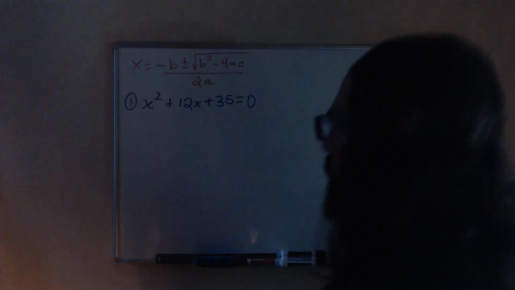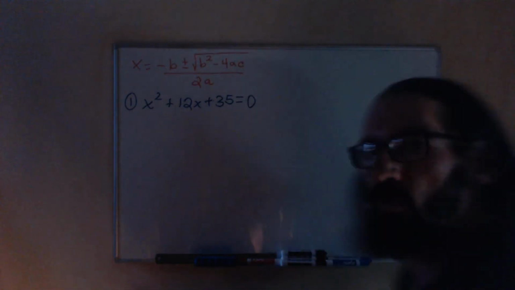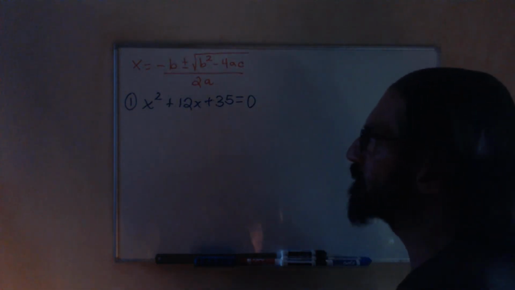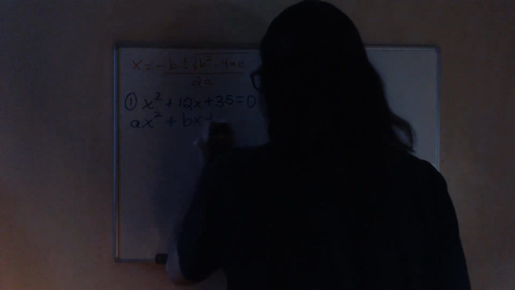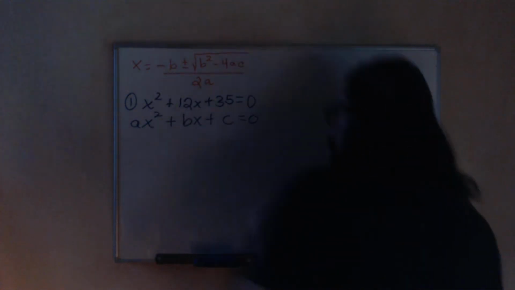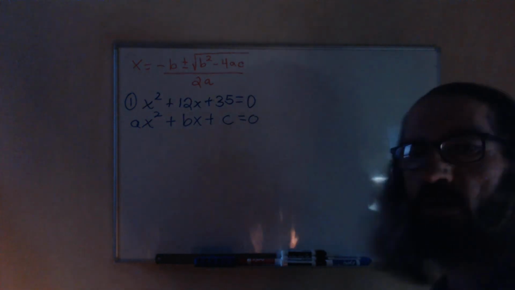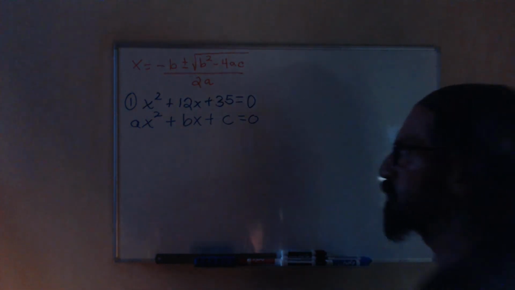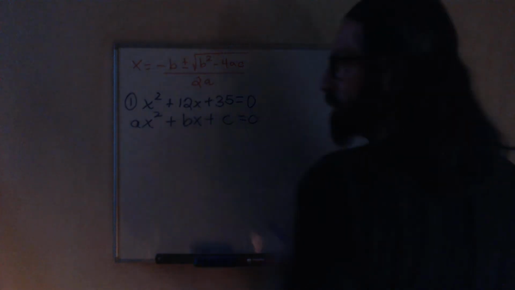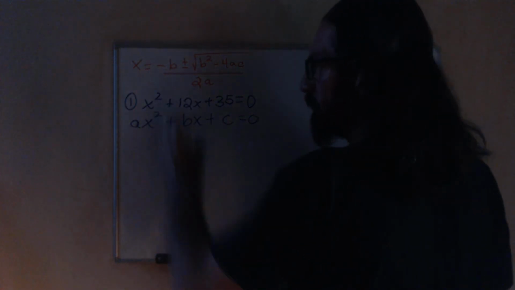So what we need to do, since it's already in standard form, is identify what A, B, and C are, comparing it to the general version of the standard form of a quadratic equation. We don't have a coefficient written for x squared, so that's a 1.